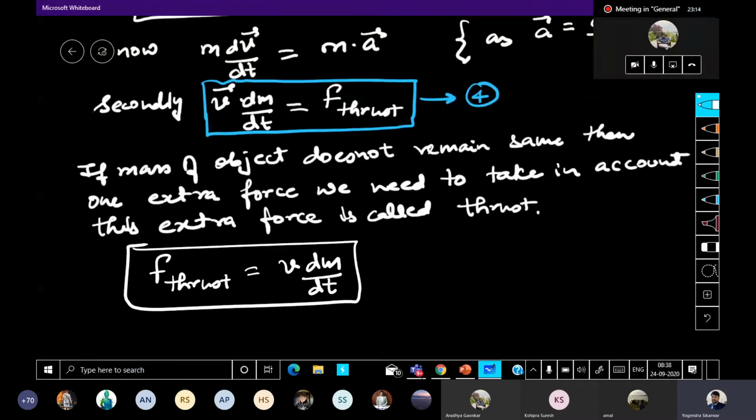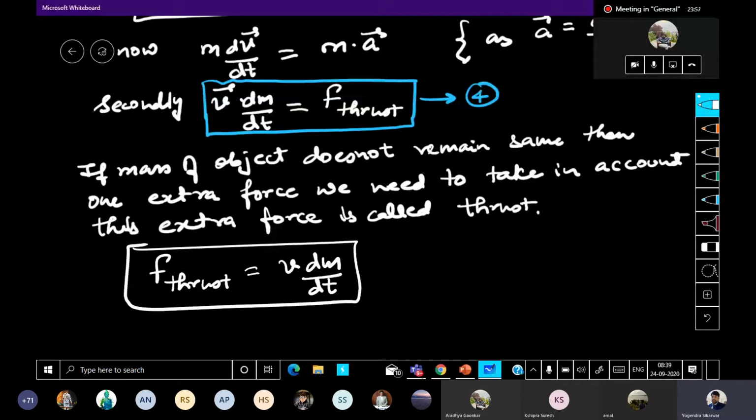So why does this balloon behave like this? Because of this force which is thrust. Because the air which is coming out of it is changing the mass of the balloon, because air also has mass. It is coming out with some velocity. So V into dm by dt becomes a thrust, and because of that thrust, that balloon moves. When entire air is gone out, then that balloon falls, and after that it does not move. So that is an example of thrust.